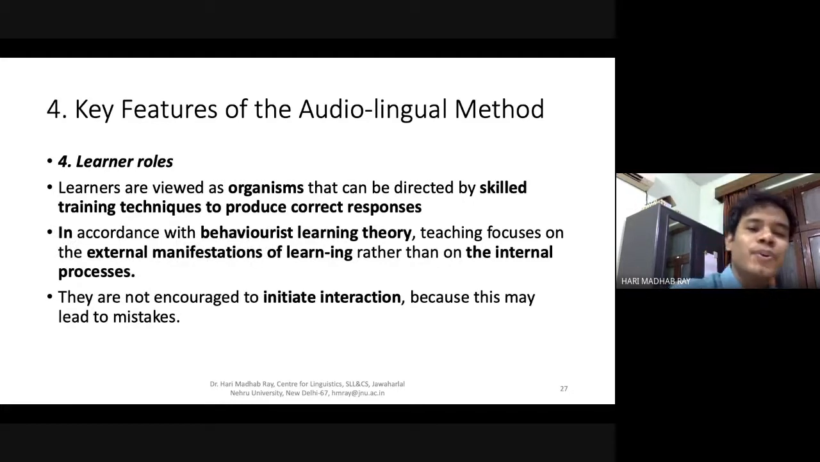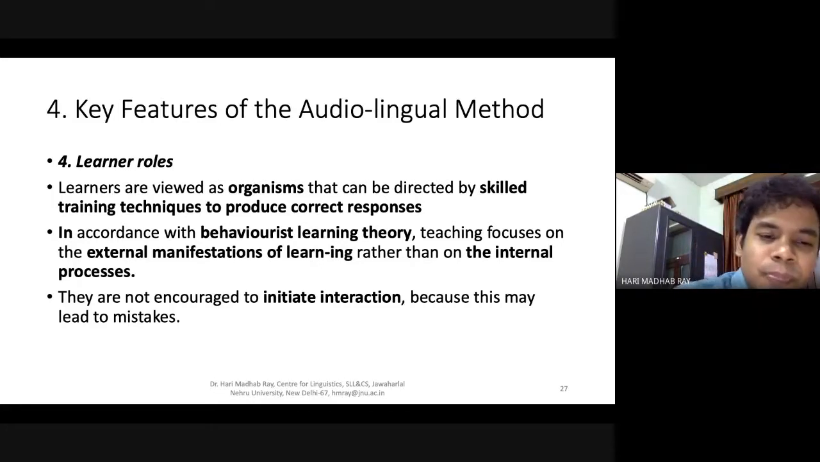And why is this so? In accordance with behavioral learning theory, teaching focuses on the external manifestations of learning rather than on the internal processes. Try to understand that language is basically behavior, and here the whole thing is basically competence and performance. They are just focusing on the performance factor, not the competence factor, not the internal process, how it is being performed, but rather only looking at the performance, you see.